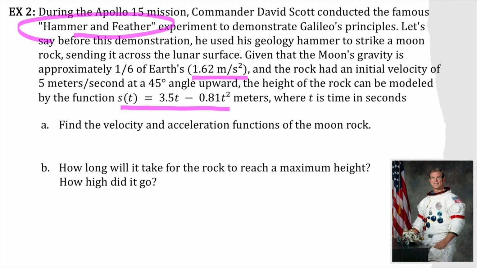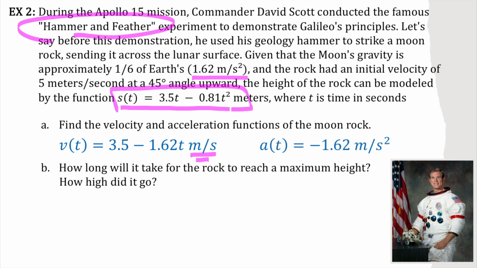Very interesting. Part A, find the velocity and acceleration functions of the moon rock. Okay, so the position function we saw here. So to find the velocity function, we just take the first derivative. So that would be 3.5 minus 1.62t meters per second. Make sure you label it.